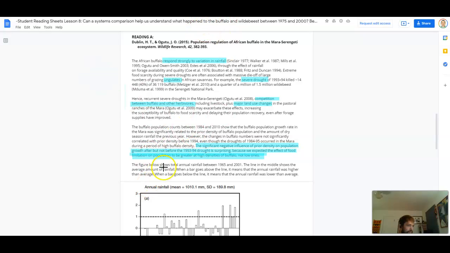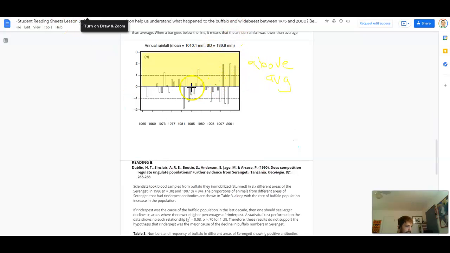The figure below shows total annual rainfall between 1965 and 2001. The line in the middle shows the average amount of rainfall. When a bar goes above the line, it means that the annual rainfall was higher than average. When a bar goes below the line, it means that the annual rainfall was lower than average. So here you can see everything above here was above average, and here the annual rainfall was below average. So what does this tell you?